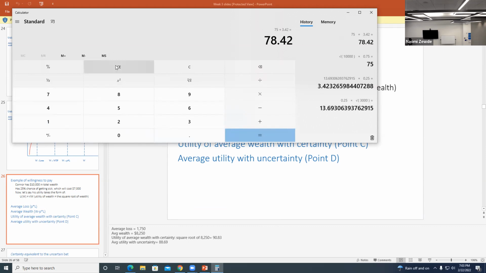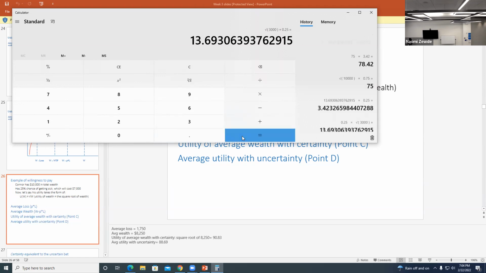Well, I think it's times 13.6, because you did the probability 2 times. 10,000 minus 7,000 is 3,000, and the square root of it is that. Oh, times 0.25. Yeah, that makes a lot more sense. Okay, 13.69.